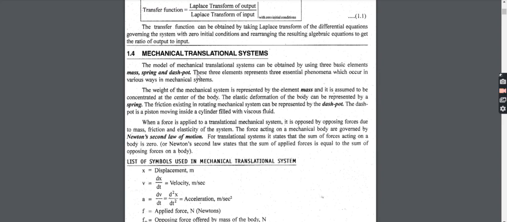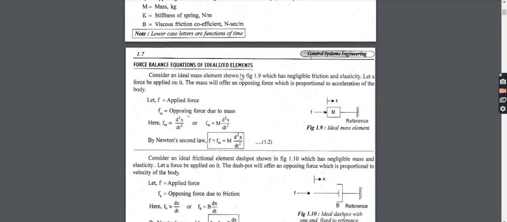We all know that mass is a property of a body which stores kinetic energy. If a force is applied on a body having mass m, it is opposed by an opposing force due to mass. This opposing force is proportional to the acceleration of the body, even if we assume elasticity and friction are present. So we can write the equation: F equals m into d square x by dt square. That's what the equation means.